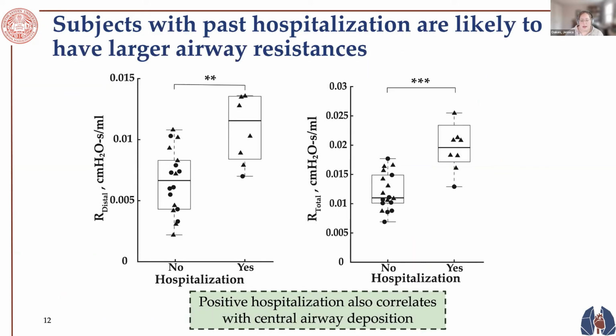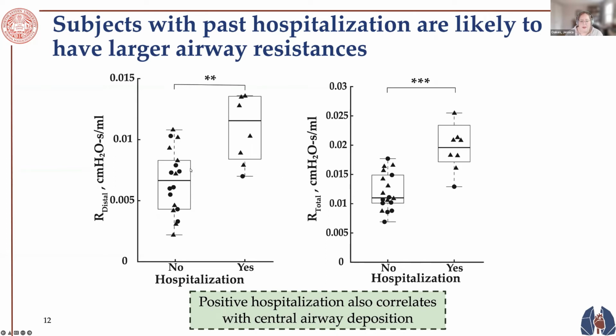So the next measure that we looked at besides the severity level was the hospitalization. So these are subjects that have gone to the hospital within the past due to an exacerbation, an asthma-related exacerbation. And so we wanted to see if resistances and deposition did correlate with this need to go to the hospital for help. And we see that it does, that distal resistance as well as total resistance was higher in the subjects that needed hospitalization versus the subjects that did not.